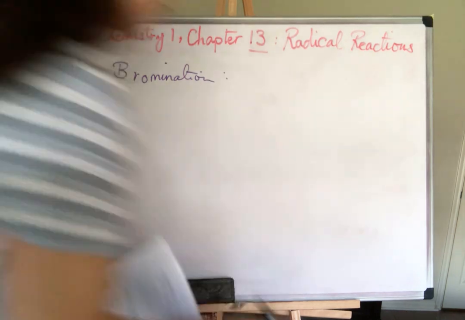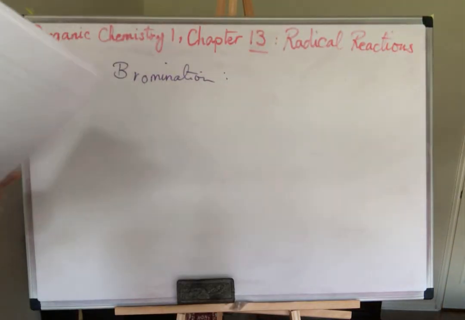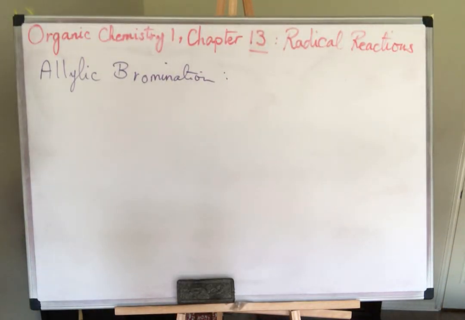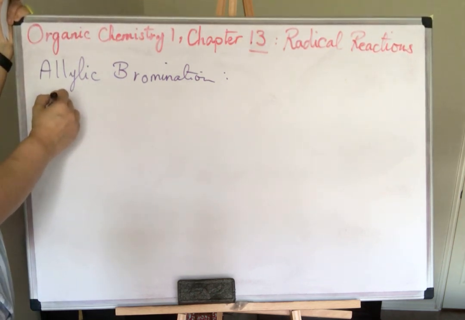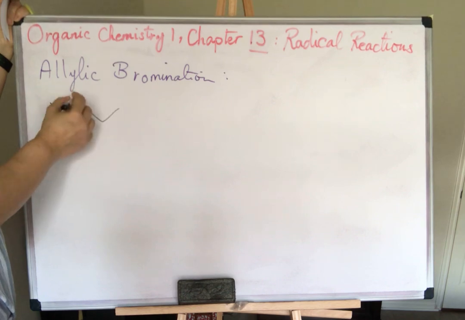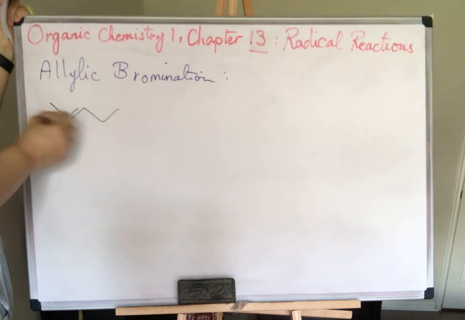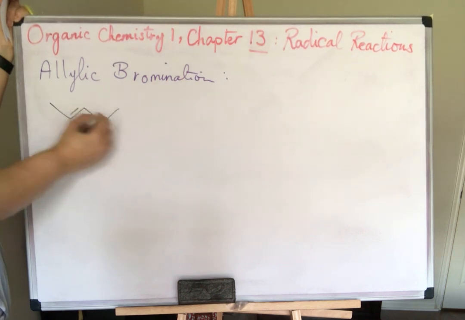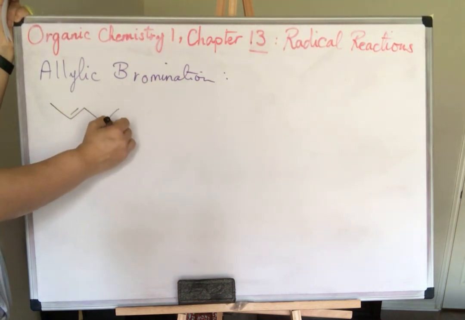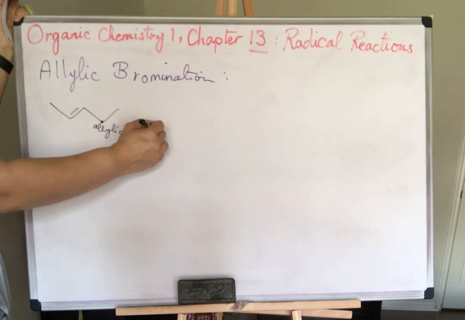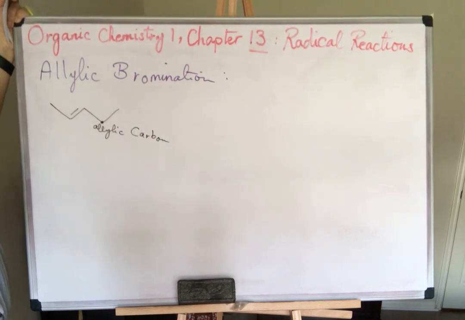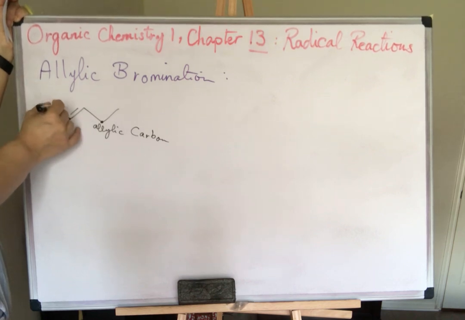In the allylic bromination, you have, again, this is the allylic position, allylic carbon. Do you remember we said allylic carbon is the one next to the carbon of the double bond? So this is the allylic carbon, the one next to the double bond.